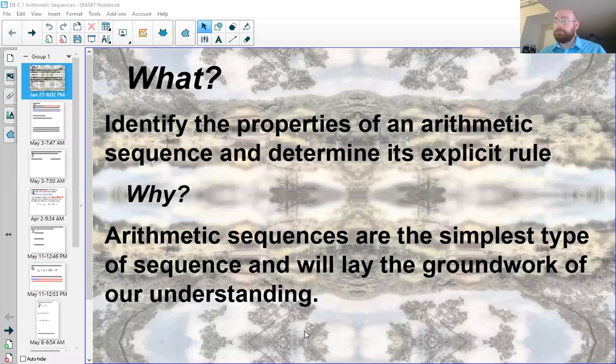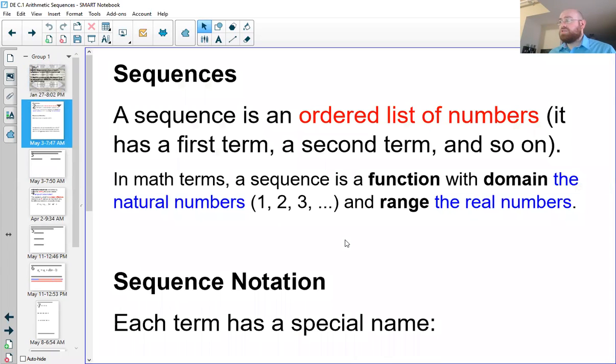So to get started, our first lesson is going to be about arithmetic sequences. So we want to be able to identify the properties of an arithmetic sequence and determine its explicit rule. And the reasoning is because arithmetic sequences are the simplest type of sequences we can study and will lay the groundwork of our understanding for the whole unit. So we're just going to start with a couple definitions.